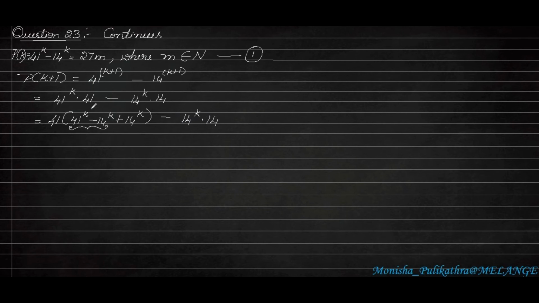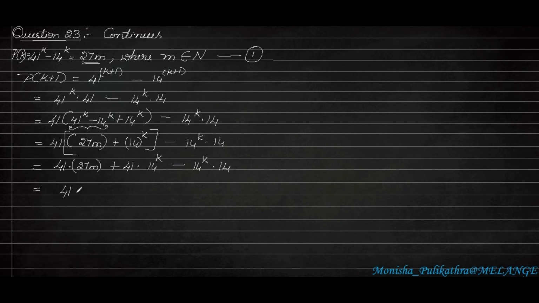So here I can substitute equation 1, because 41 to the power of k minus 14 to the power of k is equal to 27m. So this is equal to 27m. So 41 into 27m can be one group, and plus 14 to the power of k can be considered as a separate group, minus 14 to the power of k into 14. Now I can multiply it separately. So this will become 41 into 27m plus 41 into 14 to the power of k, minus 14 to the power of k into 14.